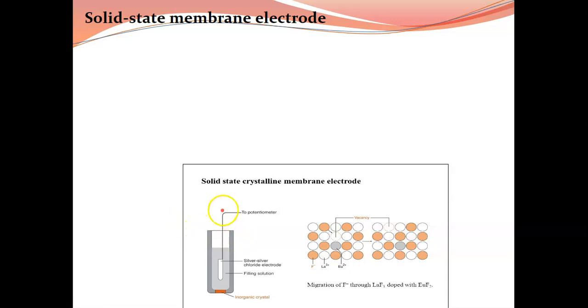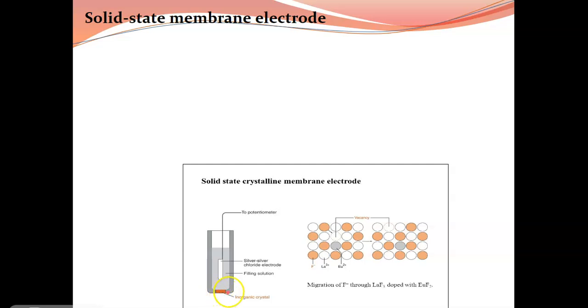So in the solid state membrane electrode, in the membrane of an electrode, there is a crystal of inorganic compounds doped with rare earth metals, or it can also contain a sparingly soluble salt. So this is an example of it. You can see here we have an internal electrode which is connected to the potentiometer to measure the potential. So this is a silver silver chloride electrode, and there is an internal filling solution.